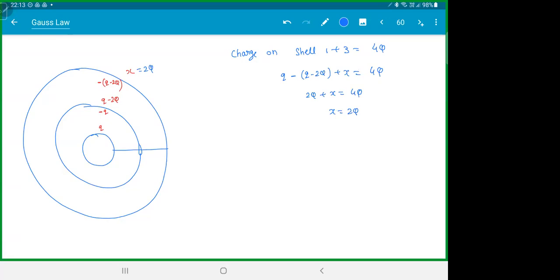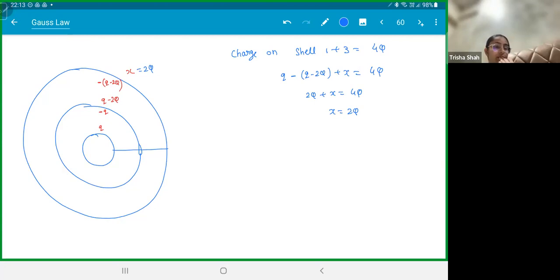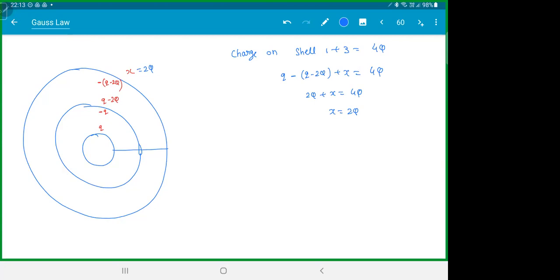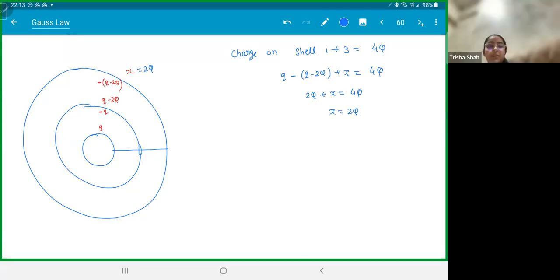Let's take x as capital Q plus small q. Why will you take that? No, because whatever charge is on the inner surface, it induces the opposite.